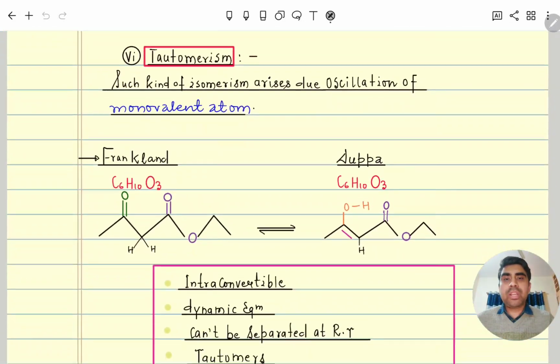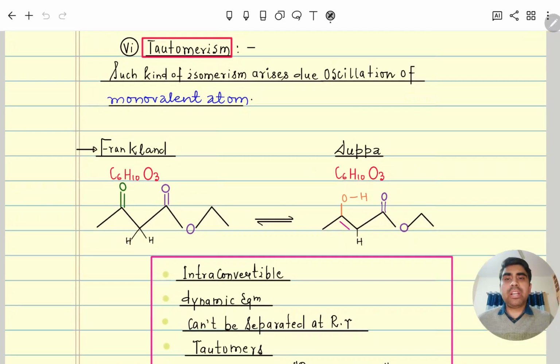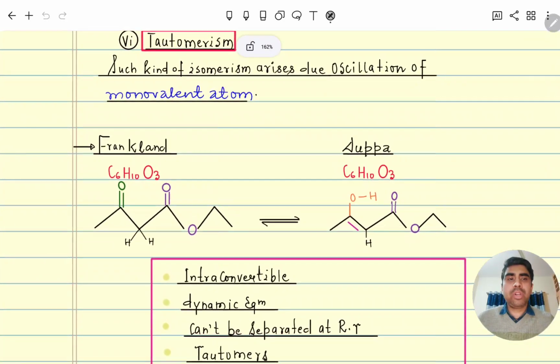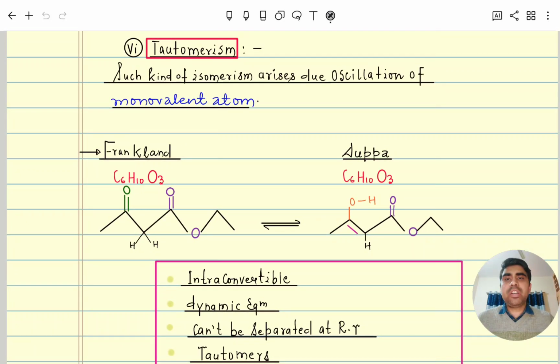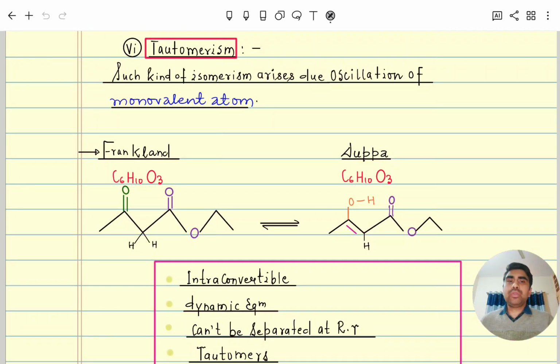So tautomerism is the oscillation of a monovalent atom. Either it will happen from the 1 to 2 position, or 1 to 3 position, or 1 to 5 position, like that. So in that, two scientists were there.